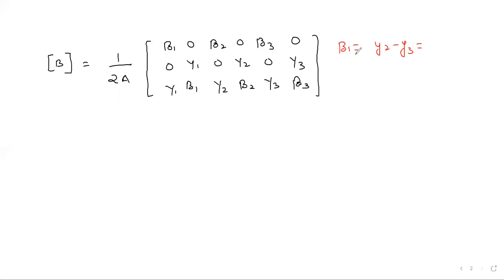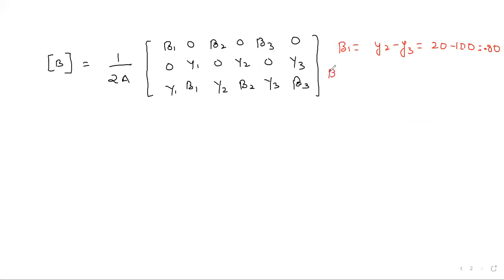In the last problem also, when we were analyzing the problem using shape functions, I had given alpha 1, alpha 2, alpha 3, beta 1, beta 2, beta 3, gamma 1, gamma 2, gamma 3. From there itself you can see these beta values. So beta 1 is y2 minus y3. If we put y2 and y3, that is 20 minus 100, which is minus 80.